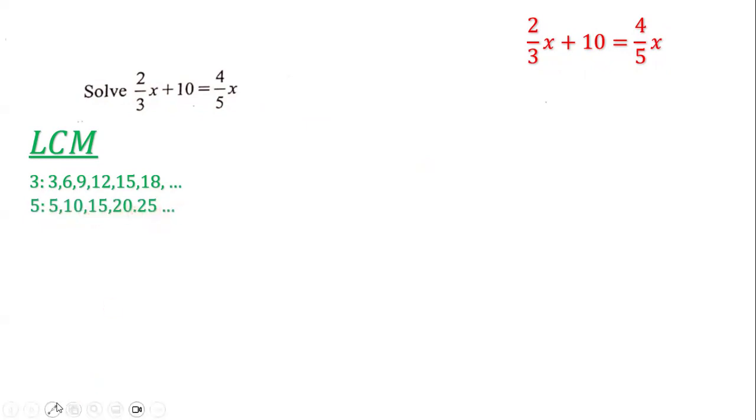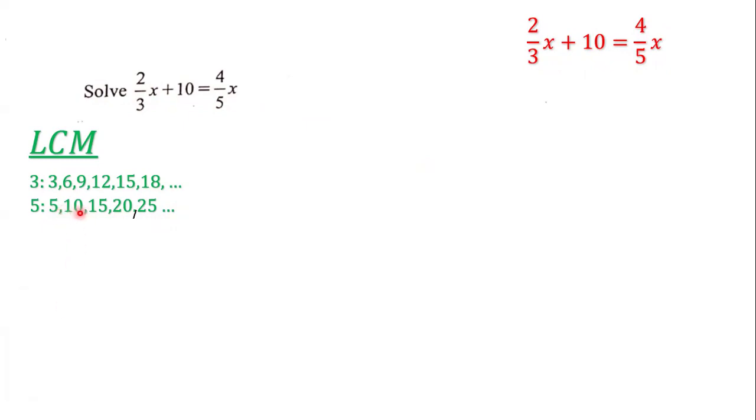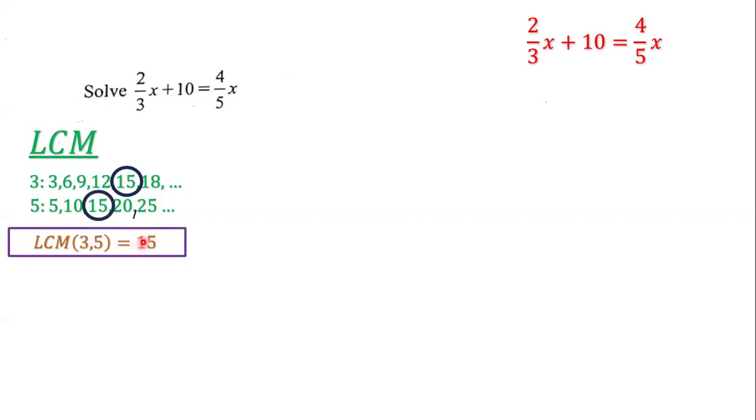This dot is actually supposed to be a comma right here. So let's put a comma here. And so what we have here is the multiples of 5 are 5, 10, 15, 20, 25, and the list goes on. And the lowest common multiple of 3 and 5 is definitely 15. So 15 is the lowest common multiple.